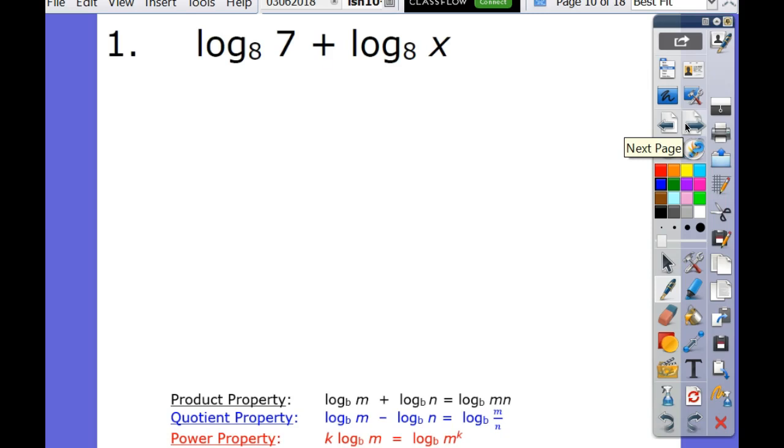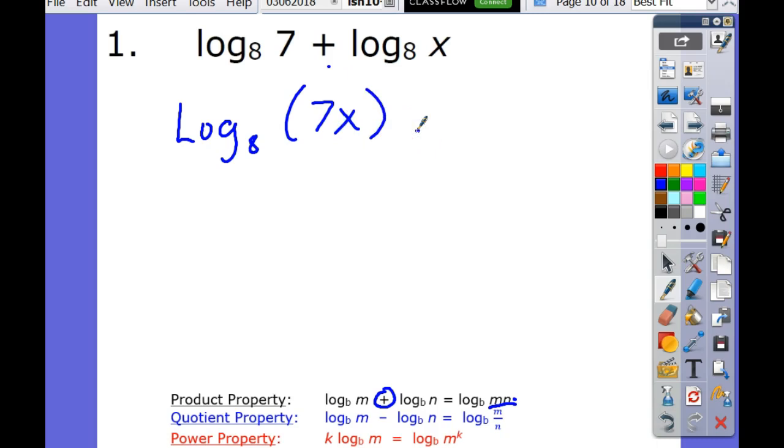Do you see a plus sign right there in the middle of this problem? That means we're going to use the product rule, and the product rule changes a plus sign to multiplication. I'm going to condense it to one logarithm. There it is. Condensed to one logarithm using the product property. Instead of adding two logarithms together, we multiply the 7x. It all stays base 8.